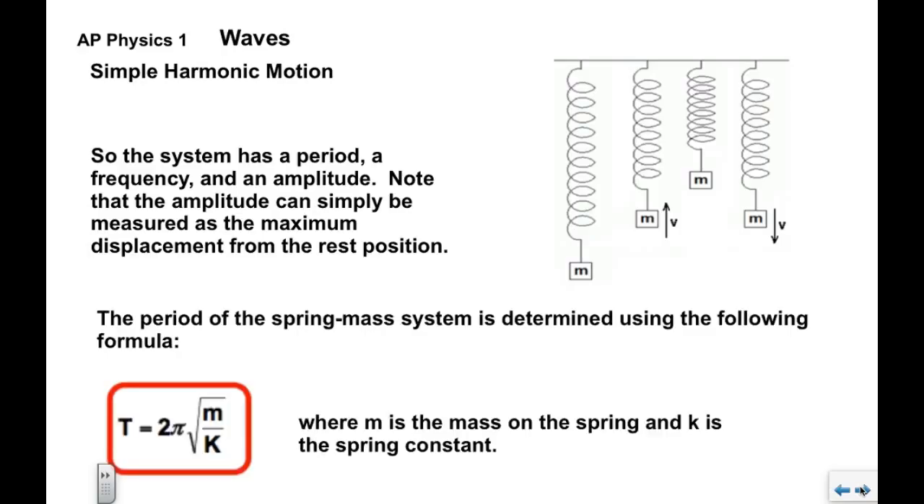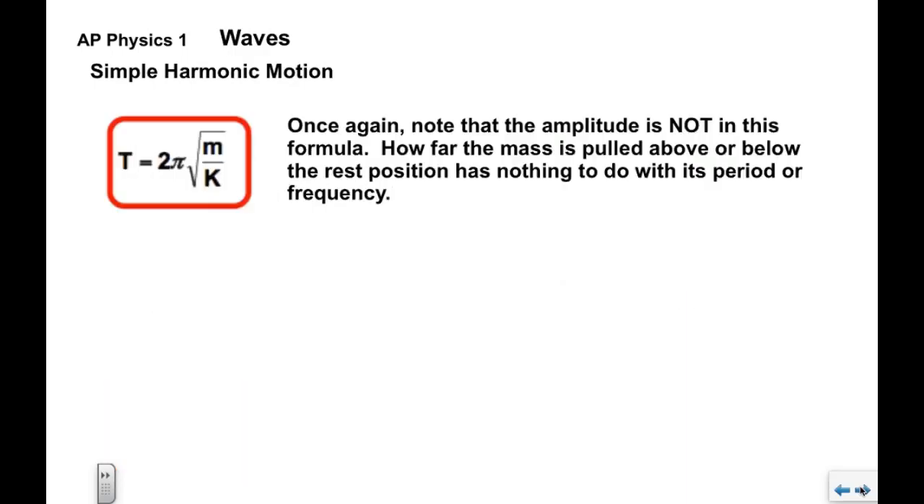The period is determined using a formula very similar to the pendulum period. Again, it's on your formula sheet. 2 pi square root of m over k. M is the mass on the spring. K is the spring constant. Note, once again, that the amplitude is not in this formula. How far the mass is pulled above or below has nothing to do with its period or frequency.